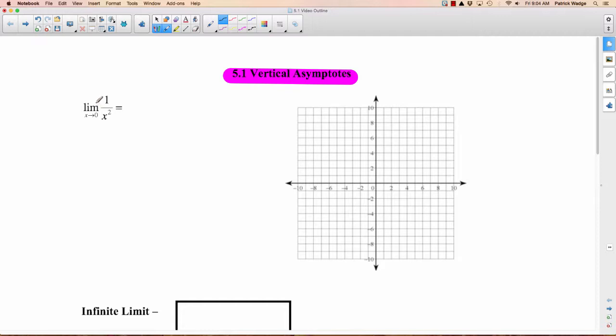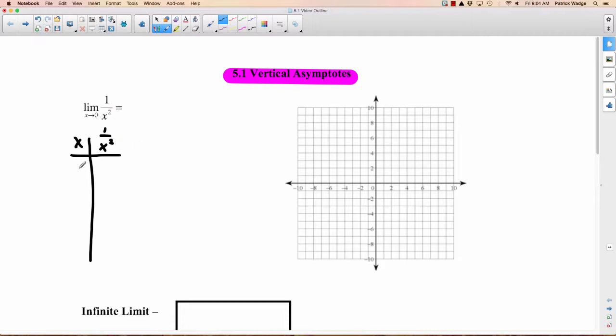What we're going to do is figure out the limit of 1 over x squared as x approaches 0. So in order to do this, let's actually graph 1 over x squared. Okay, we're going to see what that looks like. So let's make a little table. We've got our x and we've got our y, and y is 1 over x squared, right? That's how we're going to get our y value, by plugging it in there.